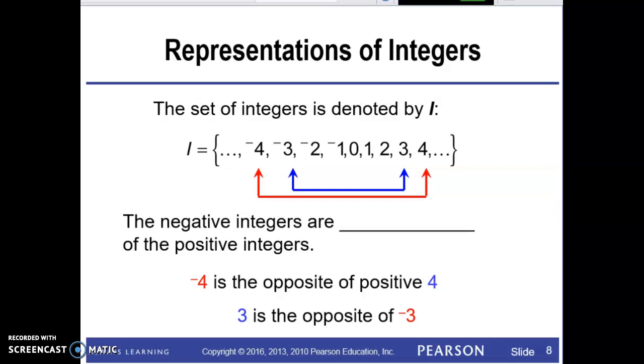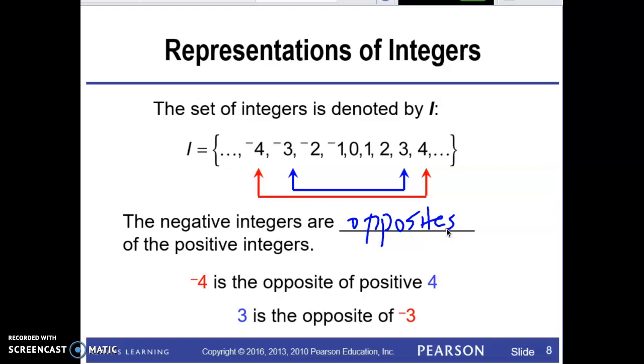Okay, so if we think about integers, representing integers on, say, a number line, we have the negative integers on the left and the positive integers on the right. And we would say that the negative integers are the opposites of the positive integers. So -4 is the opposite of +4. And if we say that the opposite way, +3 is the opposite of -3. It doesn't matter which one goes first or second. The negative is the opposite of the positive. It is also true that the positive is the opposite of the negative. Could go either way on that.